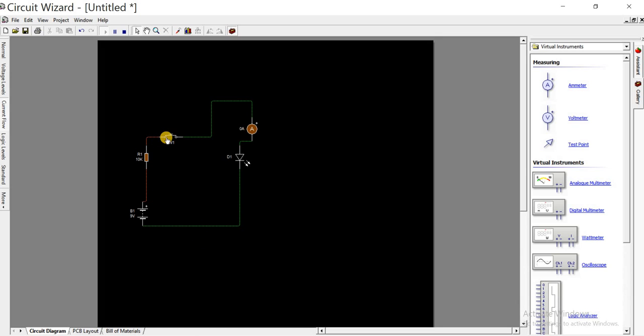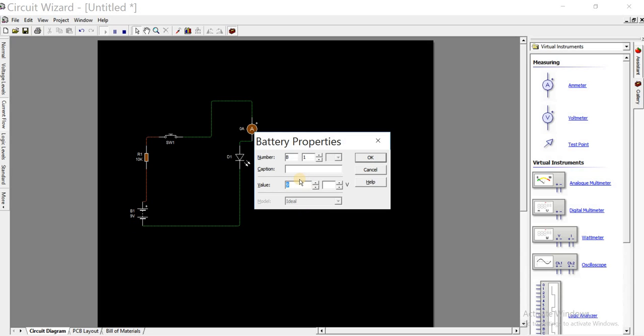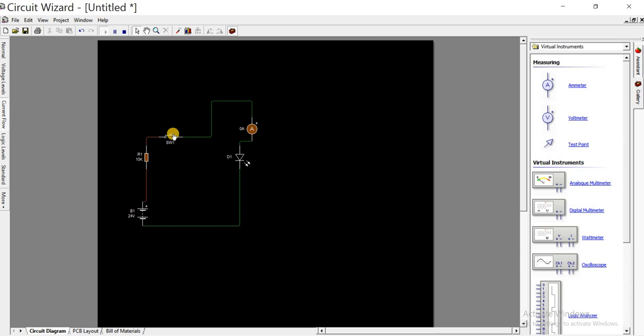So now we have 8.09 microampere. If you need a higher current, either we reduce the resistance or we increase the voltage. So let's increase the voltage to 24. The current should increase also. It's now 2.28 milliampere. From micro to milli, you see the difference.